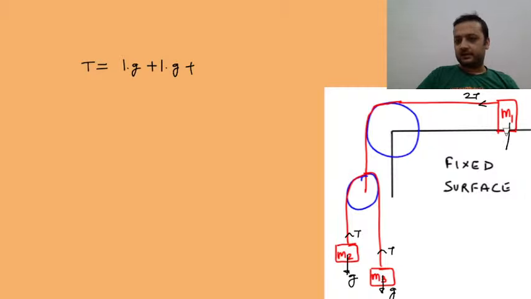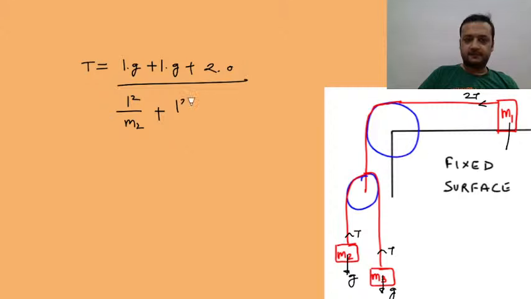Here gravity acts along the y-axis, but the string is along the x-axis. So no component of gravity will come along here. So here 2 into 0 you can write. 2 into 0 divided by 1 square by m2. So this was m2. So 1 square by m2 plus 1 square by m3 plus 2 square by m1.